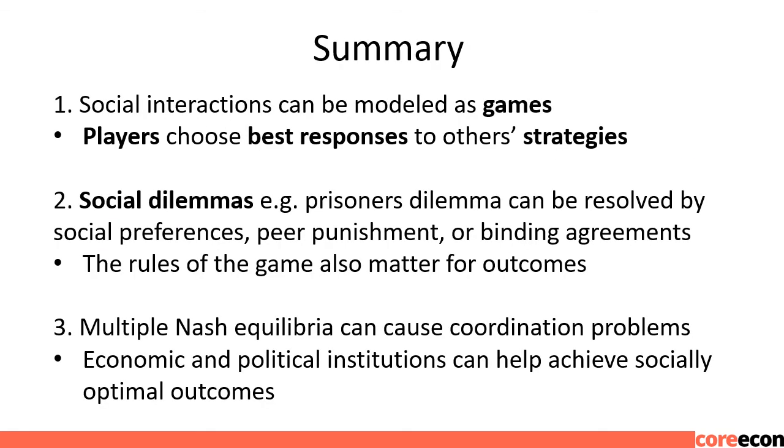Summary. 1. Social interactions can be modeled as games. Players choose best responses to others' strategies. 2. Social dilemmas, for example the prisoner's dilemma, can be resolved by social preferences, peer punishment, or binding agreements. The rules of the game also matter for outcomes. 3. Multiple Nash equilibria can cause coordination problems. Economic and political institutions can help achieve socially optimal outcomes.